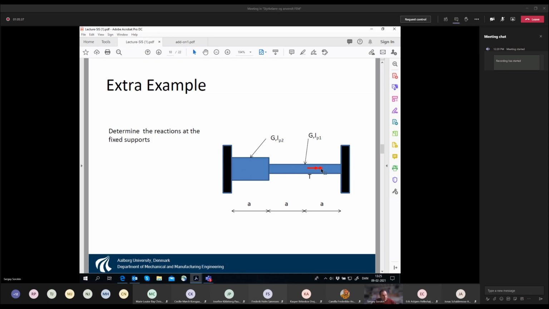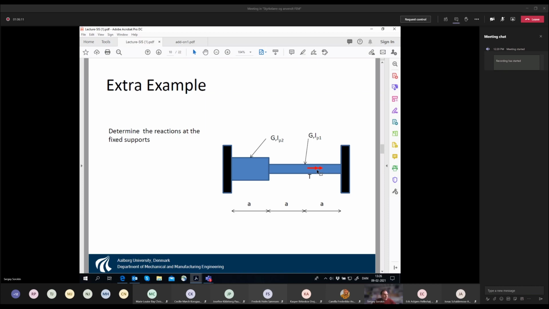So we have the same story. We have the equilibrium condition saying that the torque in this cross-section plus the torque at this cross-section must balance this torque. Make sense? Yeah, I think so. So now we have this static indeterminacy. We have one equation with two unknowns.